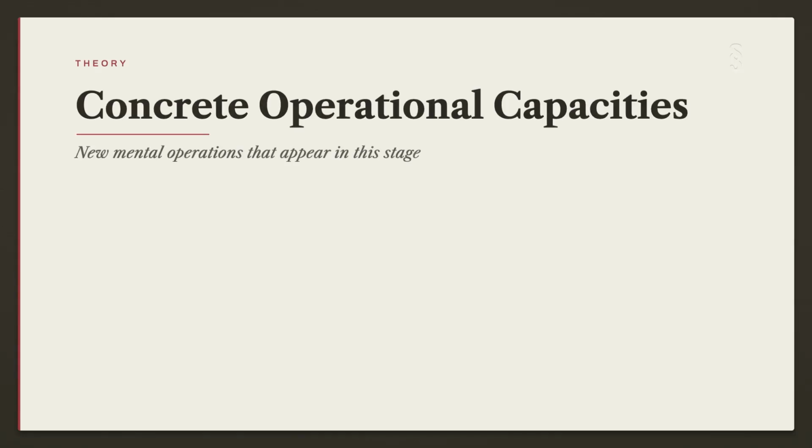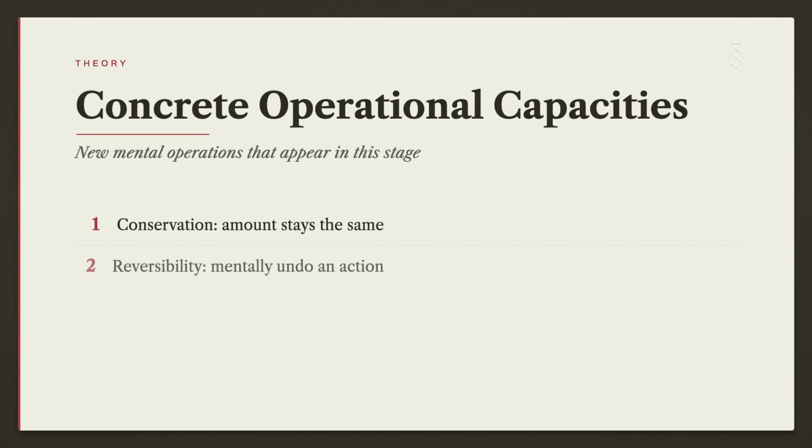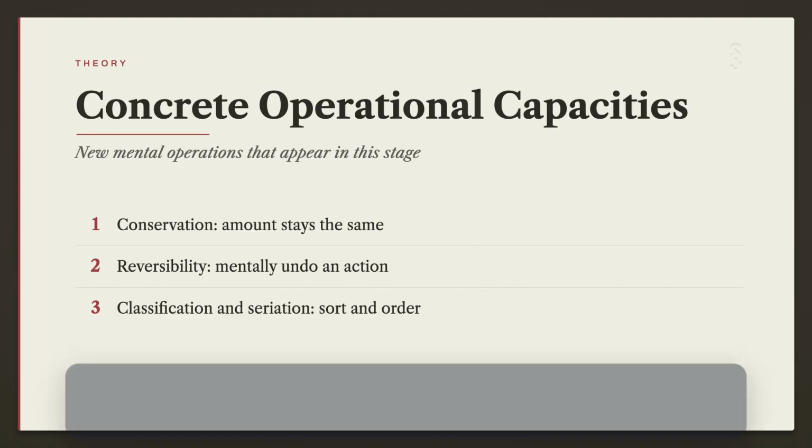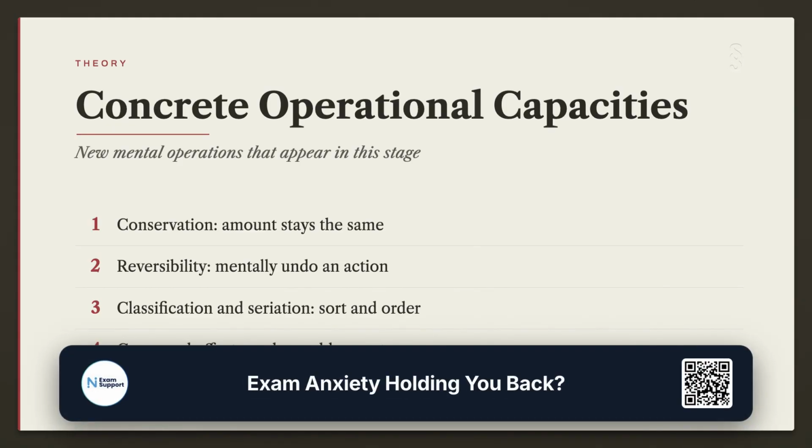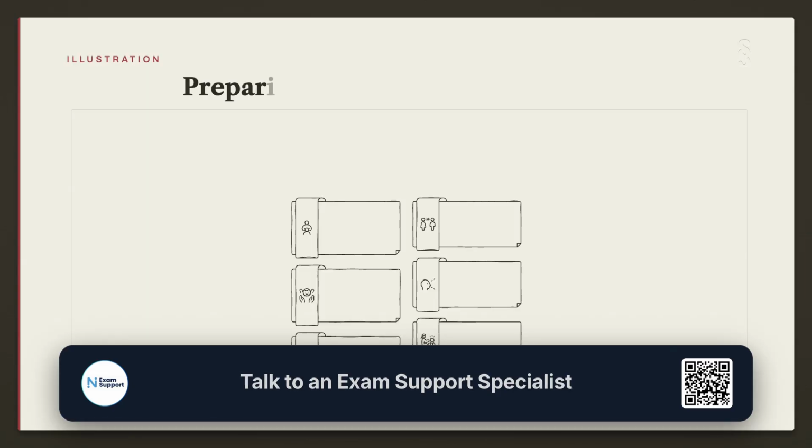The stages mechanism shows up in specific capacities. Conservation: pouring liquid into a taller glass doesn't change the amount. Reversibility: mentally undoing an action. Classification and seriation: sorting and ordering objects. And reliable cause and effect reasoning. All of these operate on things a child can picture, handle, or has directly experienced.